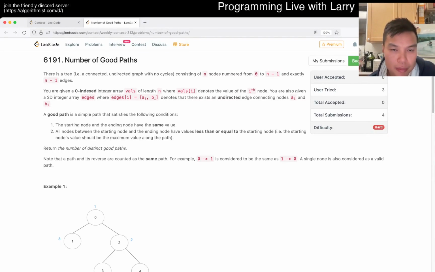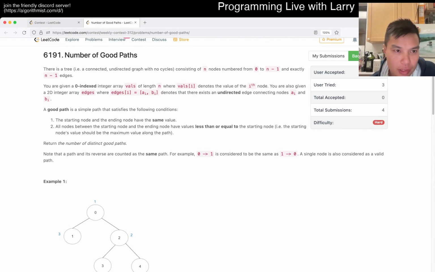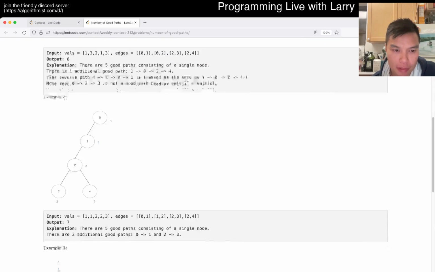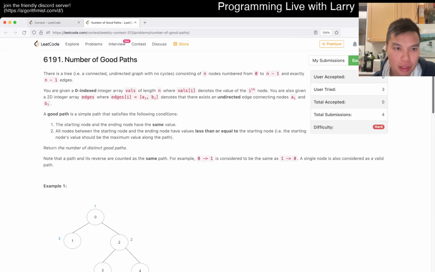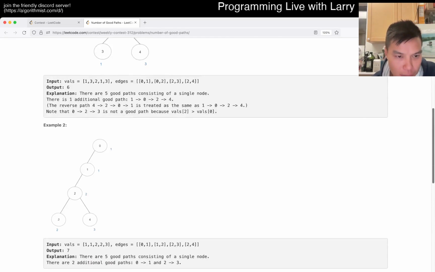You have some values, and okay, so I've noticed given the value, edges, the undirected edge. Okay, so a good path is where the start and the end have the same value. Okay, all nodes have less than or equal to the same value. Distinct good paths. Do we have any mods? I guess it's only n squared. Okay, fine.